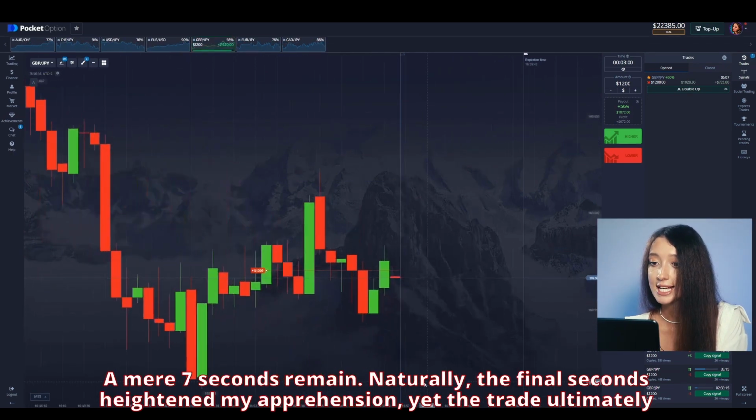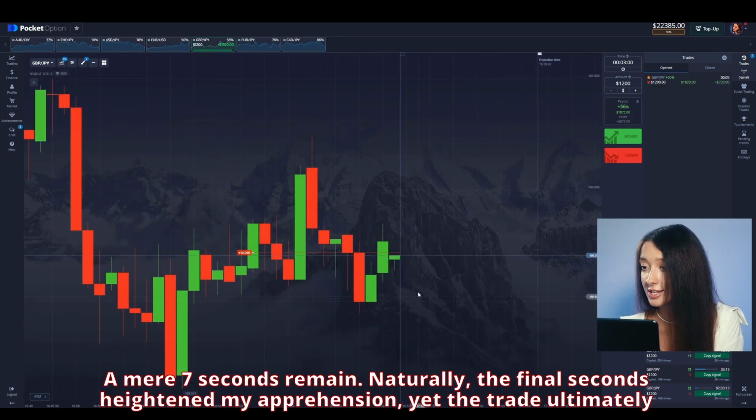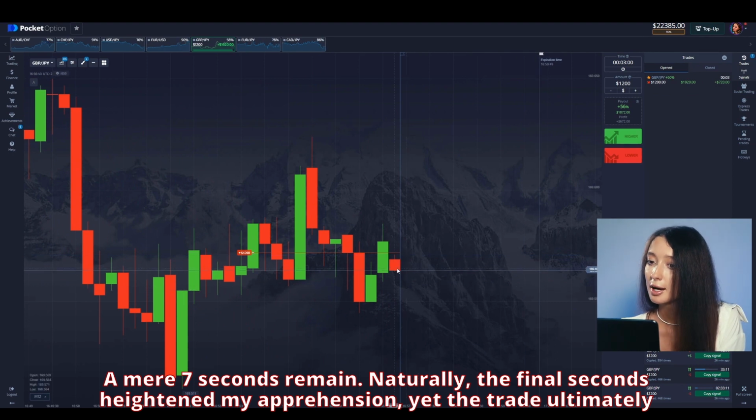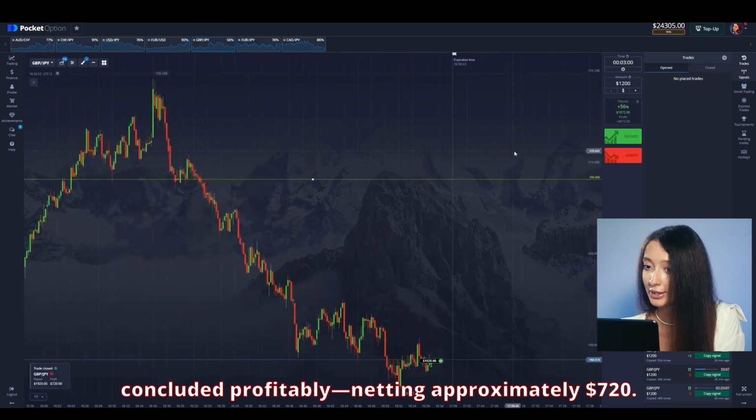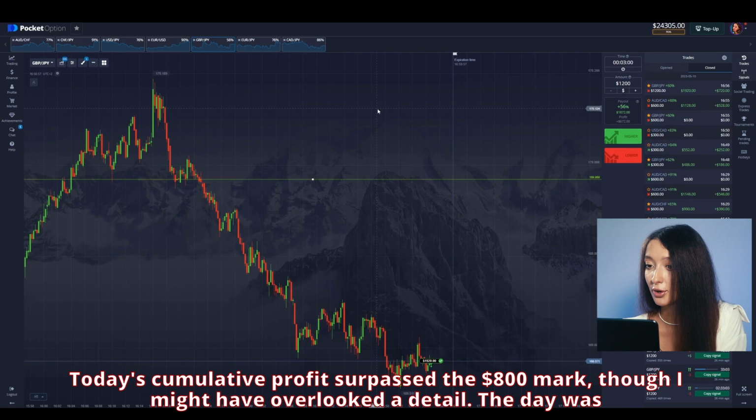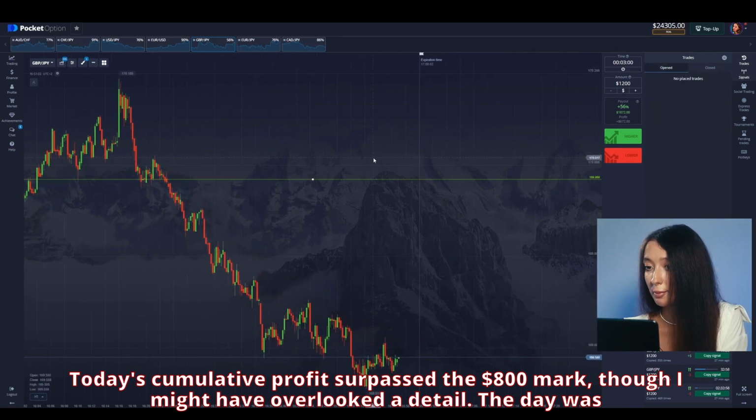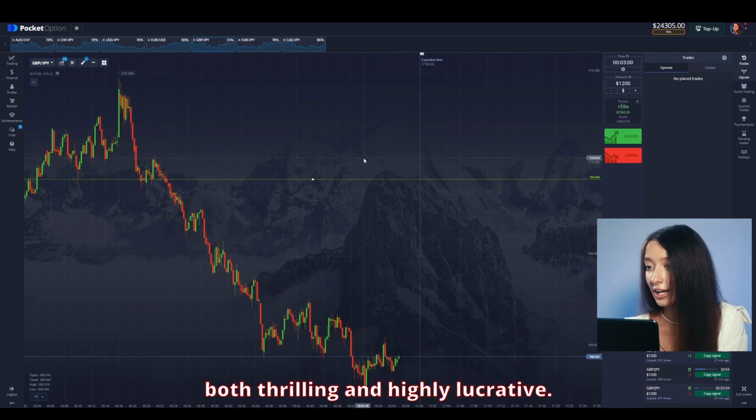Just 7 seconds remain. Naturally, the final seconds were nerve-racking, yet the trade ultimately concluded with profits of approximately $720. Today's cumulative profit surpassed the $800 mark. The day was both thrilling and highly lucrative.